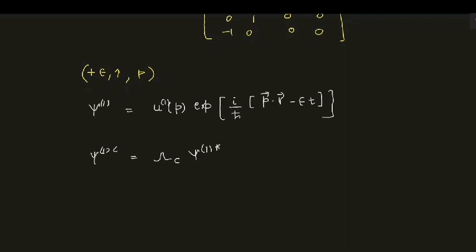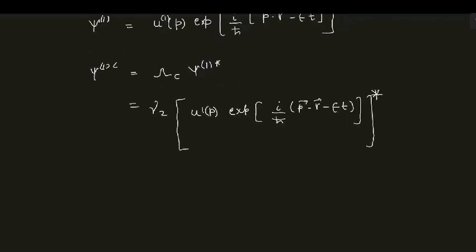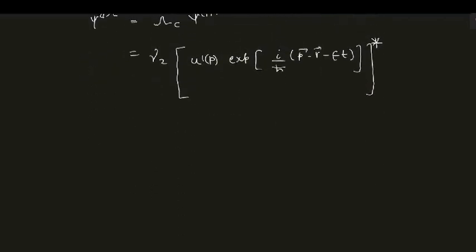Okay, so before that, let's do that first. Lambda c remains as it is. Lambda c, you know, is equal to gamma 2. Let me replace that value. That is gamma 2. And for psi 1 star, you will have u1p into exponential of i by h cross (p dot r minus Et), this whole thing complex conjugated. Okay, fine. And now you can replace the value of gamma 2 simply.